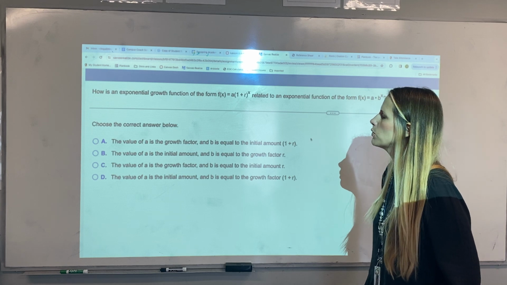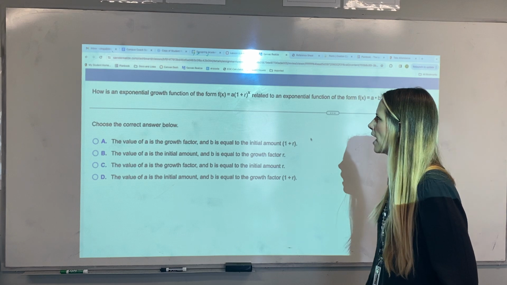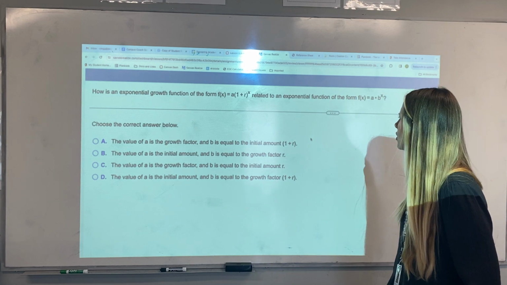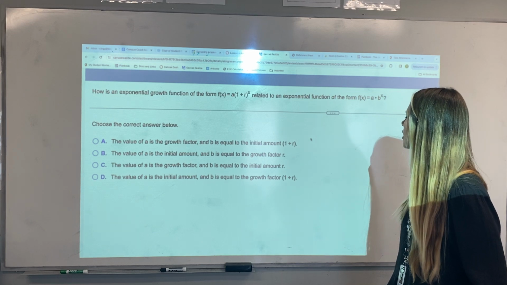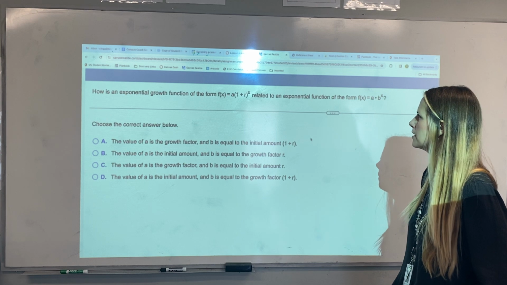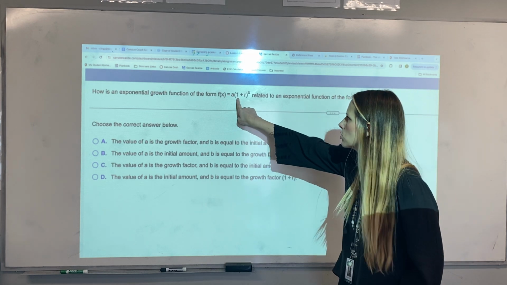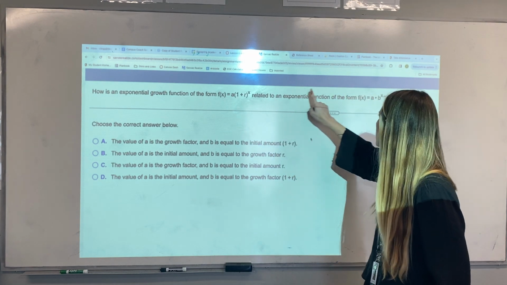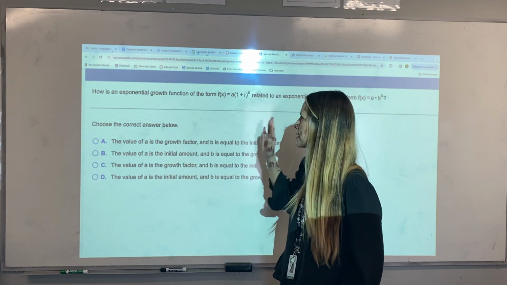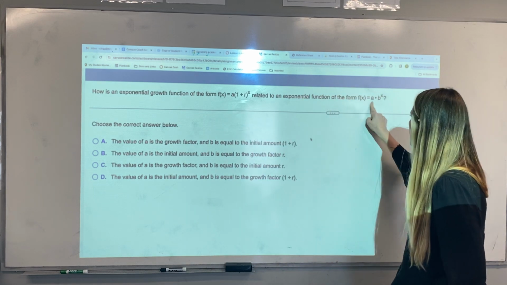How is an exponential growth function of the form f of x equals a times 1 plus r to the x power related to an exponential function in the form of f of x equals a times b to the x power? It says, how is this related to this? Before we look at our answer choices, let's analyze what this is compared to this.